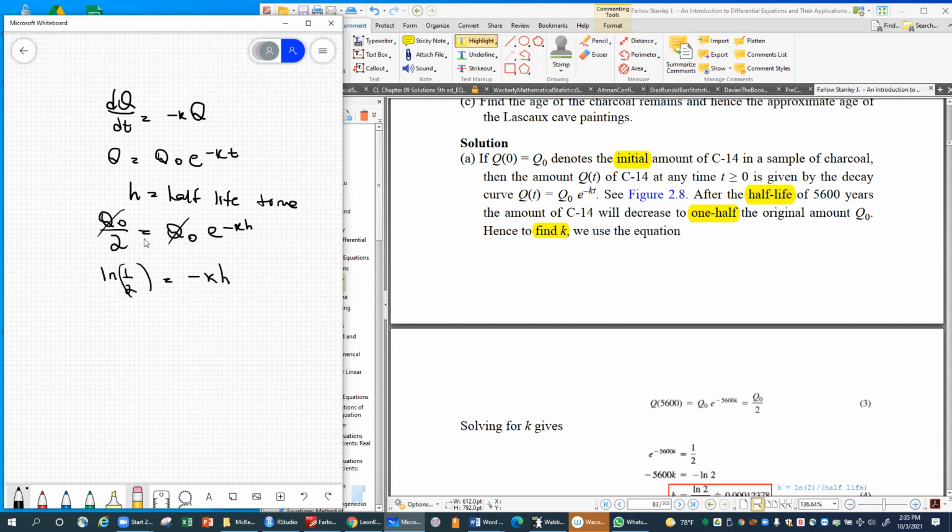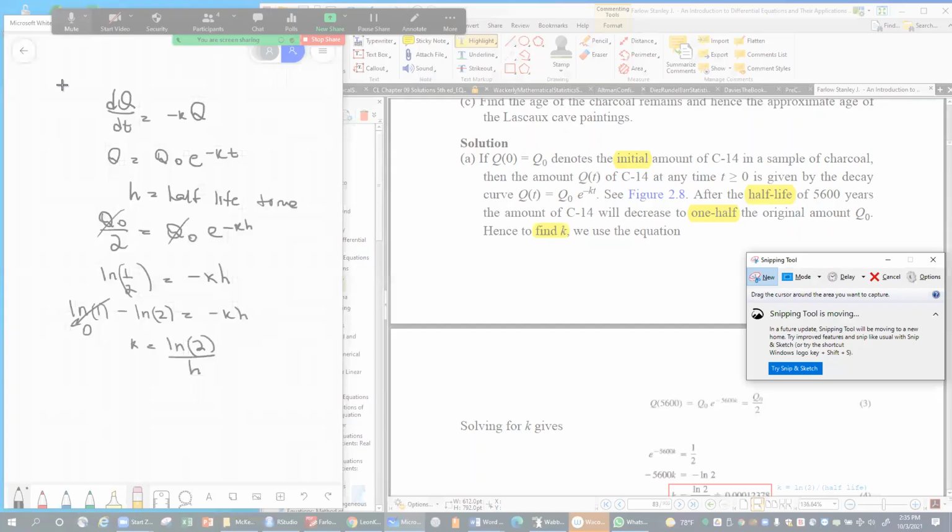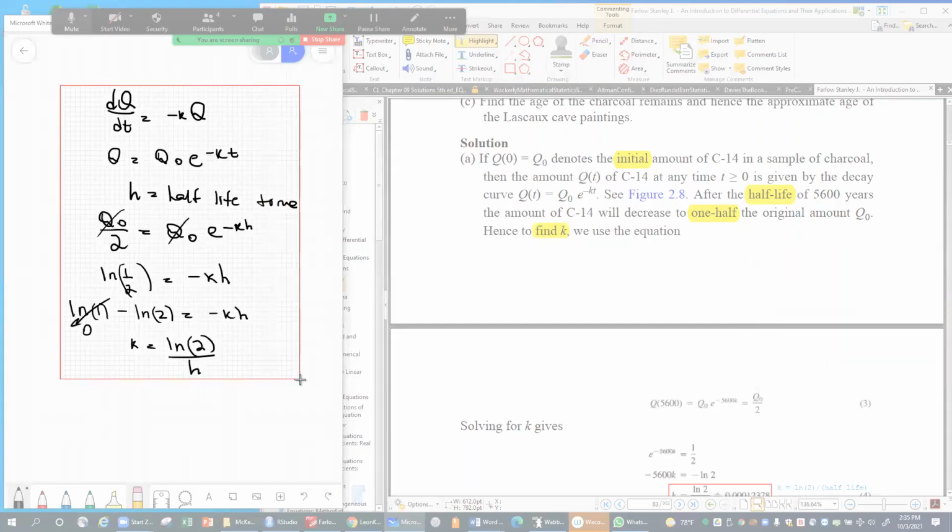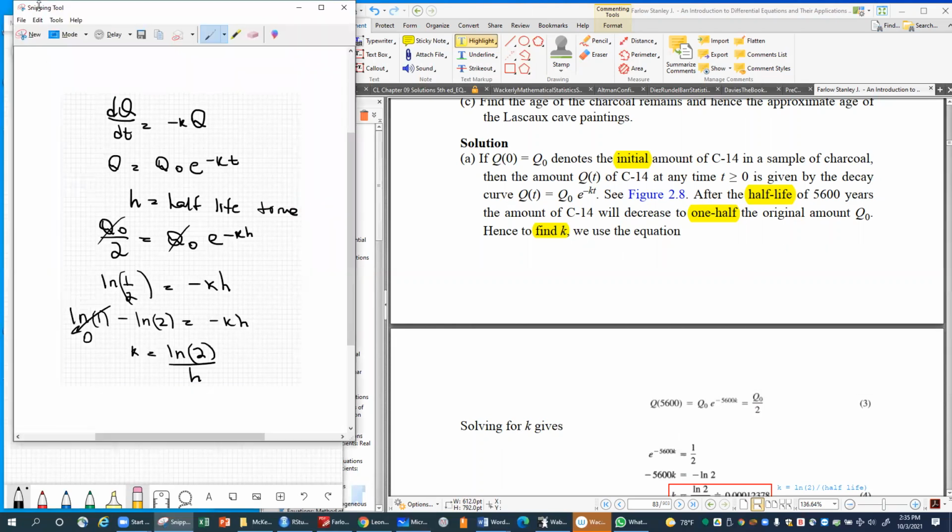It's more convenient to write the left side as log 1 minus log 2 equals minus kH, but notice that log 1 is 0, since the log of 1 in any base is 0. Therefore the connection is that k equals log 2 divided by H, the half-life. It's easier to derive this once and for all for any element: the connection between k, the decay constant, and the half-life.